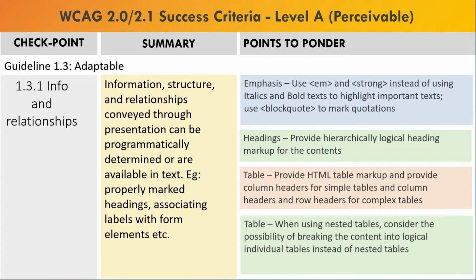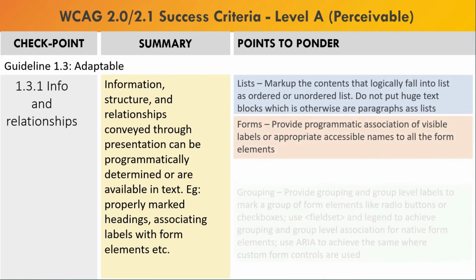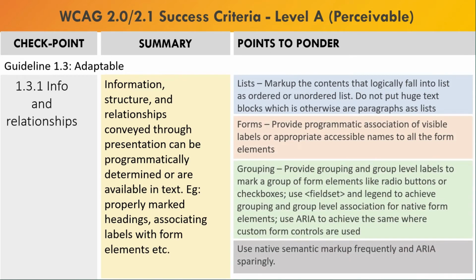Table: provide HTML table markup and provide column headers for simple tables and column headers and row headers for complex tables. Table: when using nested tables, consider the possibility of breaking the content into logical individual tables instead of nested tables. Lists: mark up the contents that logically fall into a list as ordered or unordered list. Do not put huge text blocks which are otherwise paragraphs as lists.